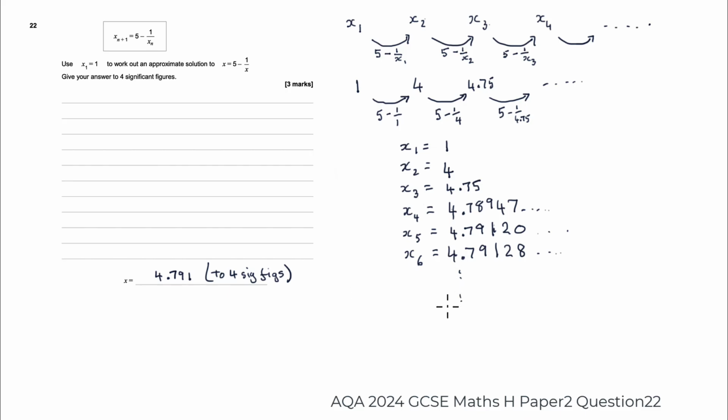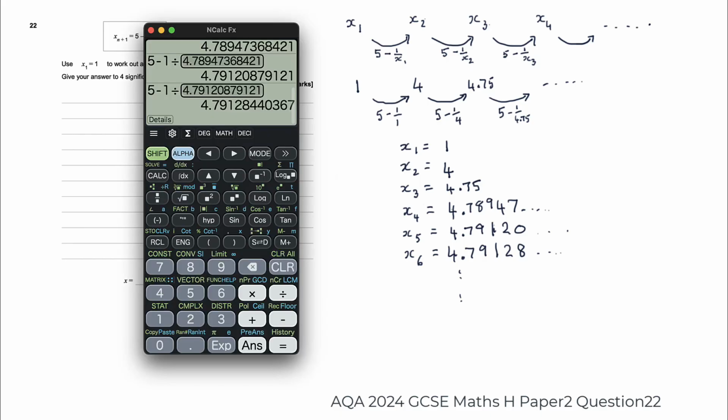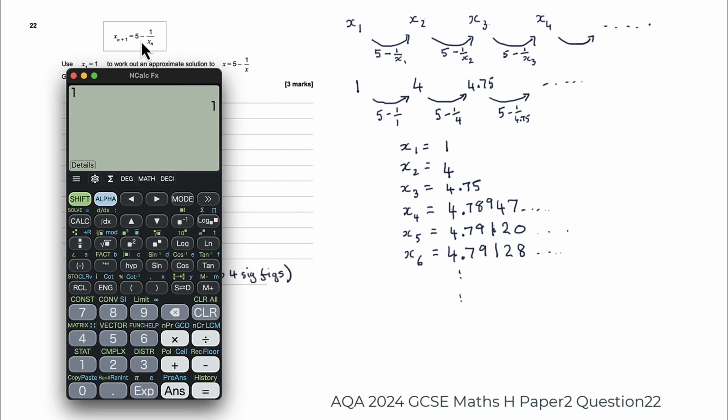So that sequence goes on and on. However, there is a faster way. I mentioned that the calculator does this, and let's just check up how that works. Let's clear this. And what we do is we start off the same way as we started. We load in a 1, and we then put in this formula. Now, how do we do that? Well, we use the right-hand side. We go 5 minus 1 divided by ans.